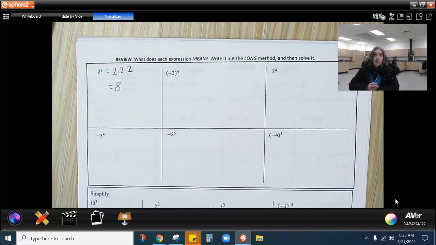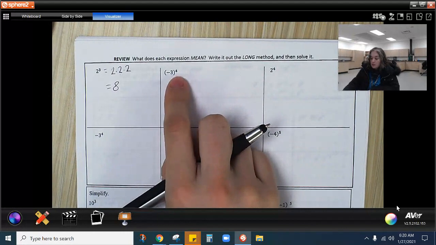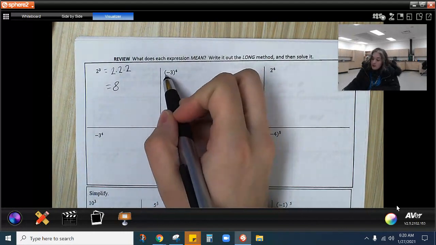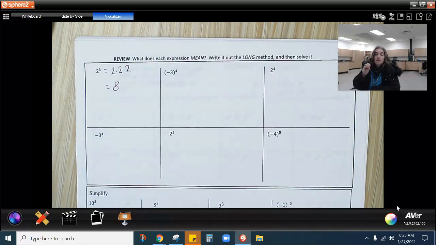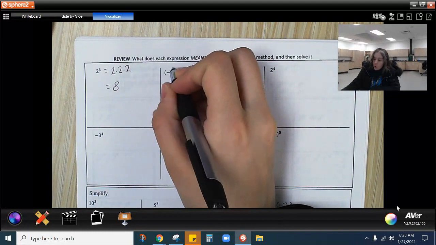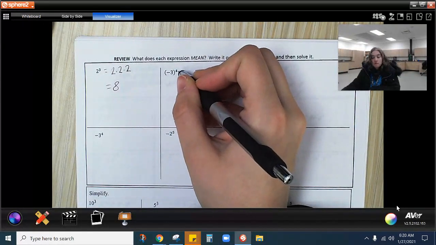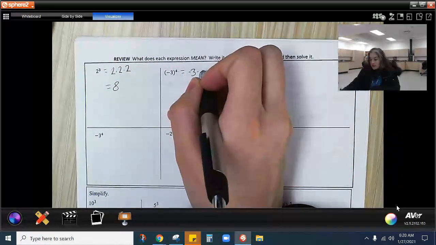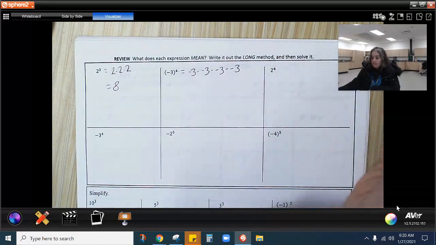Now, it matters what the exponent is touching. Okay, it matters what the exponent's touching. We're going to look at these two as an example of that. So we're going to start with this one up here. With this one, we've got -3, and the -3, all of it is being raised to the 4th power. So what that means is that everything inside the parentheses, I'm going to write out 4 times. So -3 times -3 times -3 times -3.